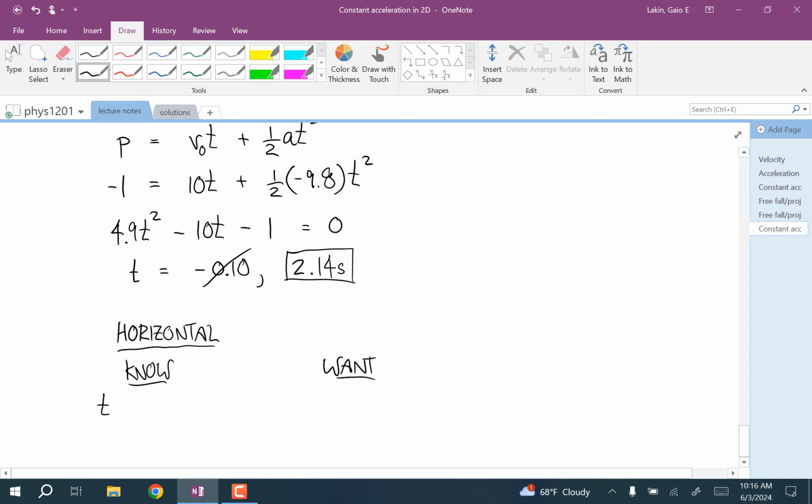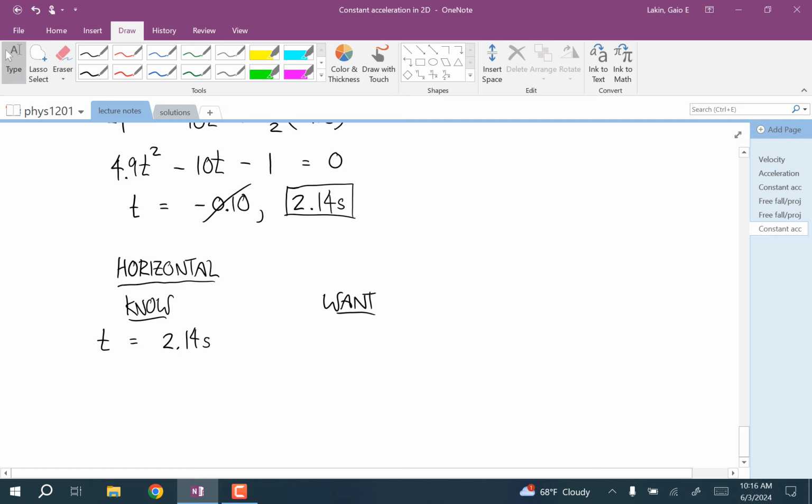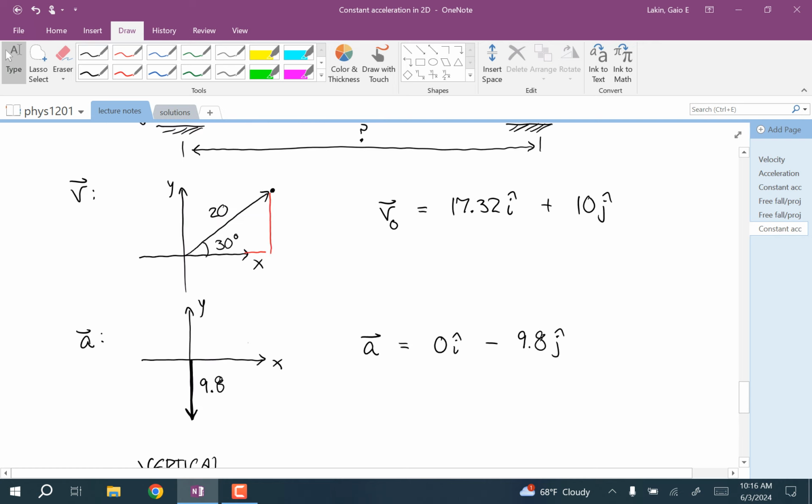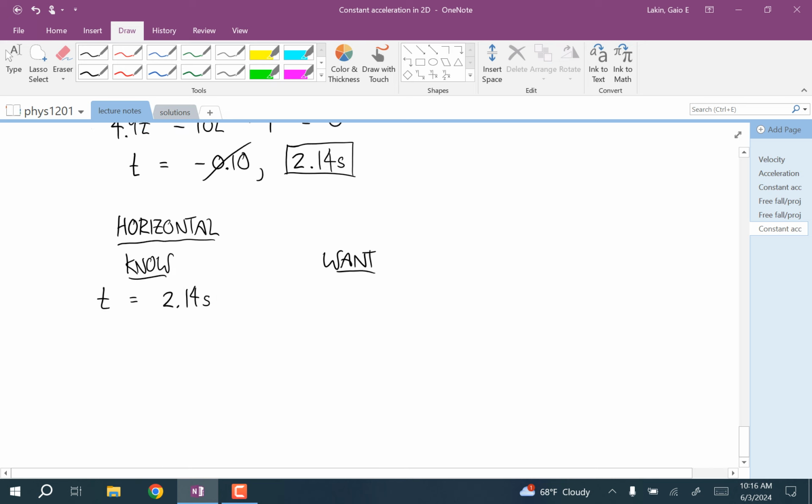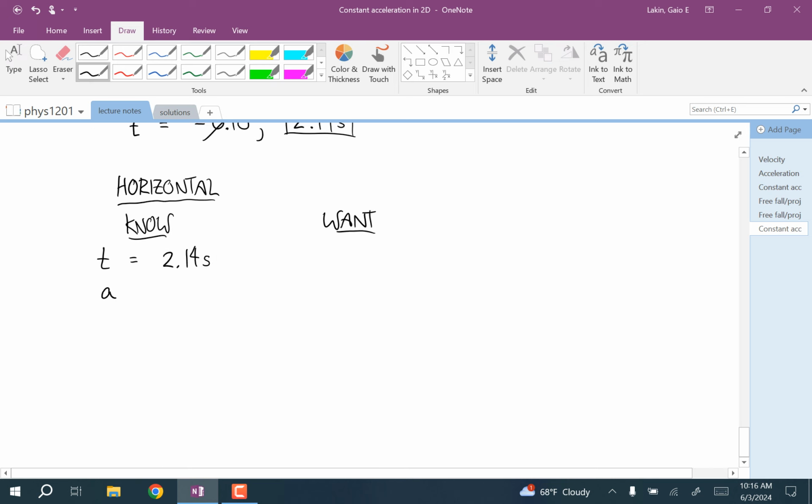Now we do know the time. We just figured it out. That time transfers between the horizontal and vertical. So time is equal to 2.14 seconds. The horizontal part of the acceleration is 0. So our acceleration is 0.